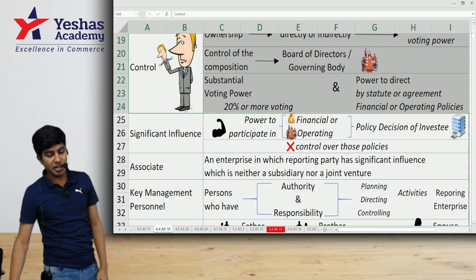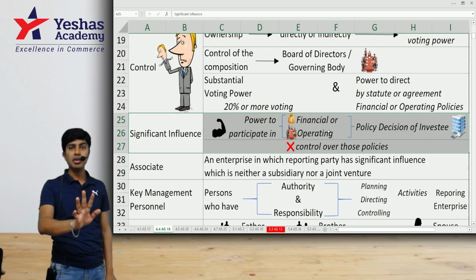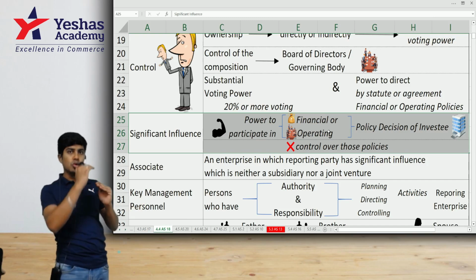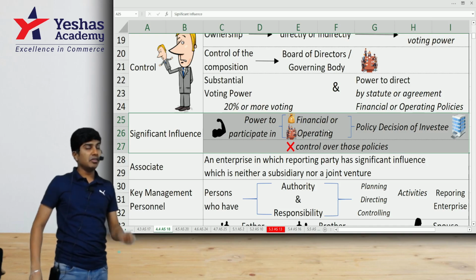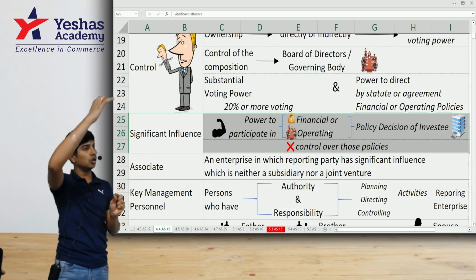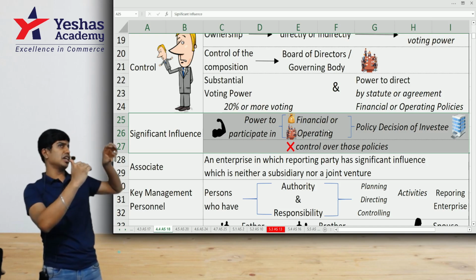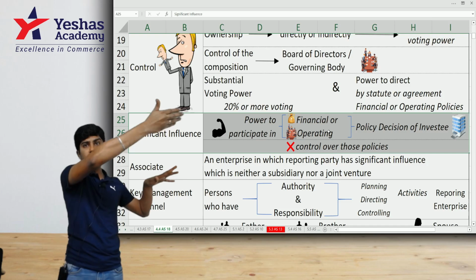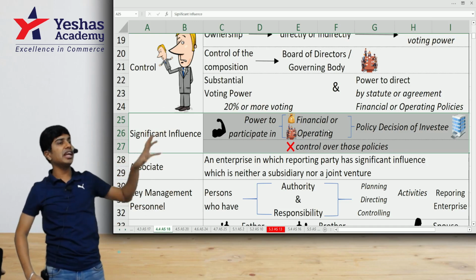Then the next one, significant influence. Significant influence means here we don't have control. I don't have more than 50%. I have 20% or more shares in that company. Then I'm supposed to have significant influence. And when I have 20% or more, sometimes I can have control. Then it is not influence, then it is control. So I should have 20% or more. I should be able to influence their financial and operating decisions, and I don't have control. Only when I don't have control can it be called influence. If it is my subsidiary, I cannot say I have influence. It is my subsidiary, I have control.